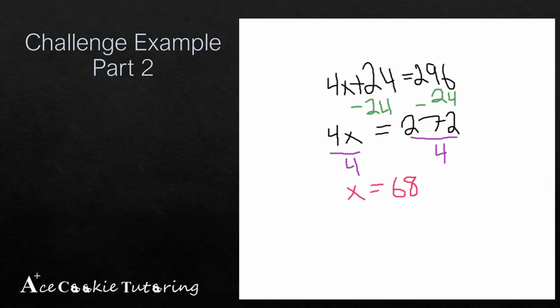So this slide just has everything not including the distributive property. So it's got step 1 in green, the subtracting 24 from both sides, and then it has purple, which is step 2, dividing both sides by 4. So I get x equals 68.